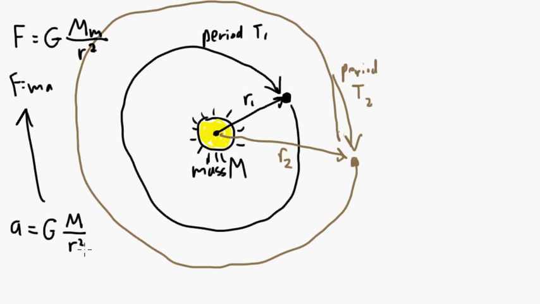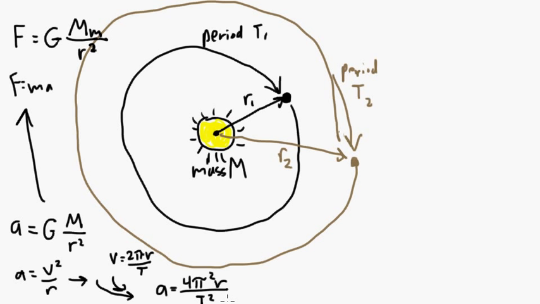Okay, so we apply this to each particular planet. This works great for gravity. For circular motion, we have A equals V squared over R. And since we know that V equals 2 pi R over T, we've done this a billion times, you had test questions on this, we get A equals 4 pi squared R over T squared. So that's what we get.